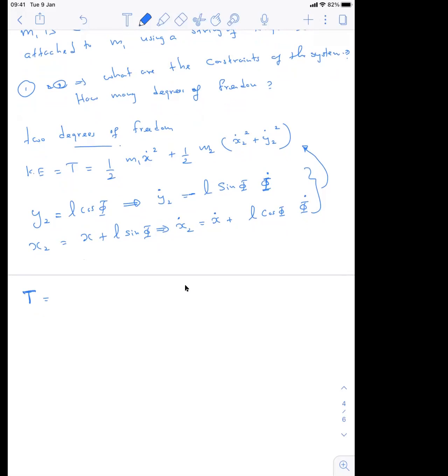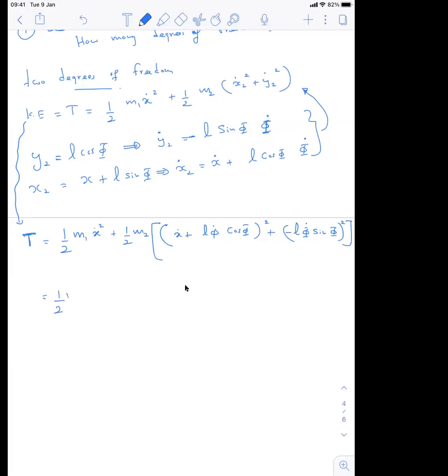Now I know the value of x dot, x2 dot and y2 dot. Now this will be half m1 x dot squared plus half m2. Now x2 dot means x dot plus L phi dot cosine of phi, squared, plus y2 dot squared, which is minus L phi dot sine phi, squared, right here.